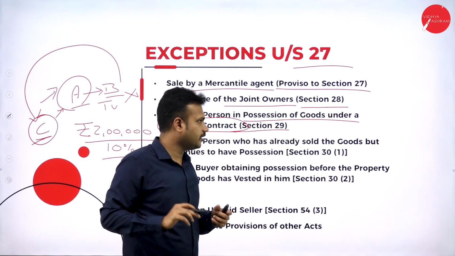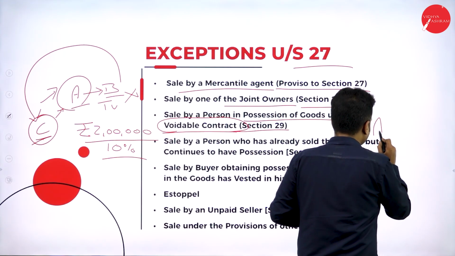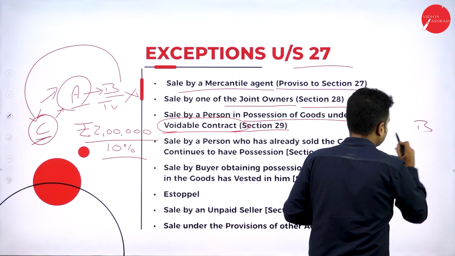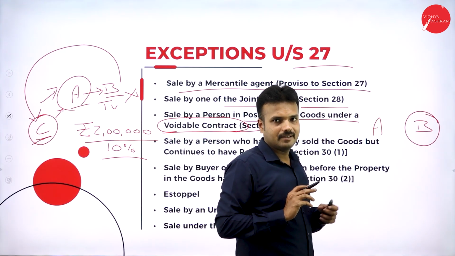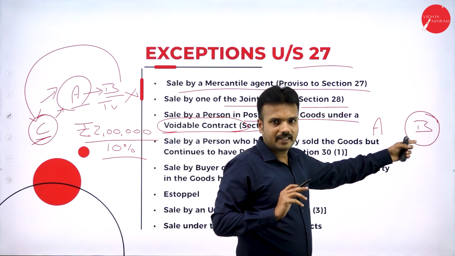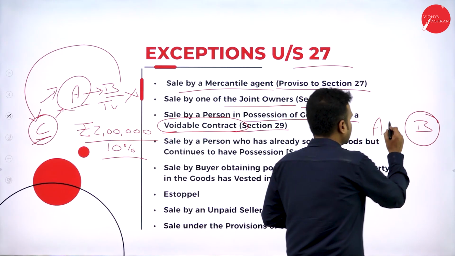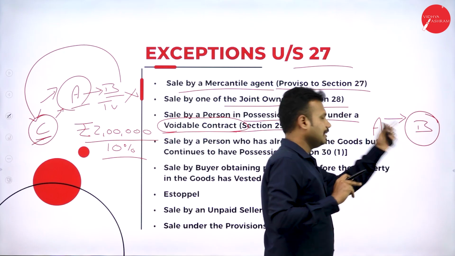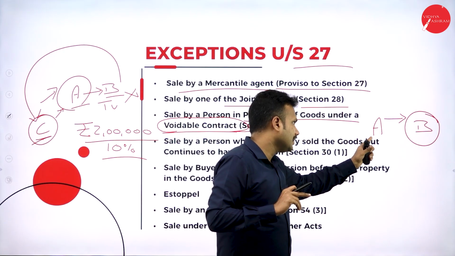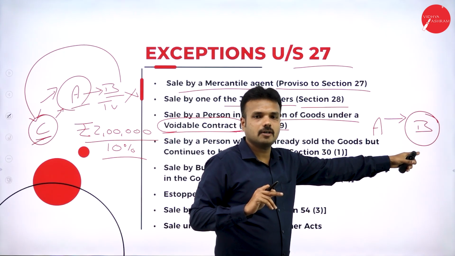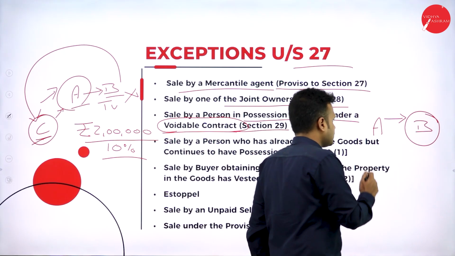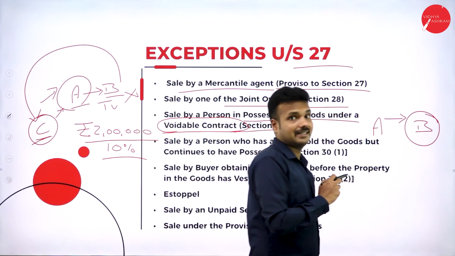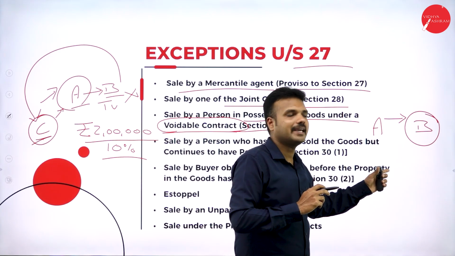The best example I will give you: Mr. A and Mr. B. Let me consider Mr. B as a goldsmith. Mr. A purchased 10 grams of gold from Mr. B. So he had purchased 10 grams of gold from Mr. B, but after the sale, Mr.